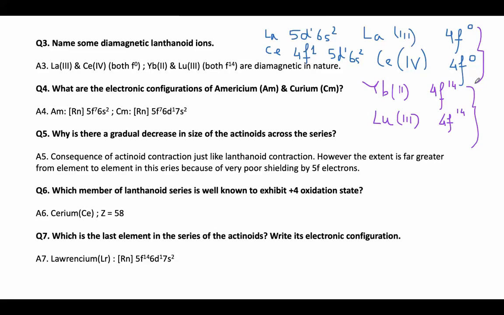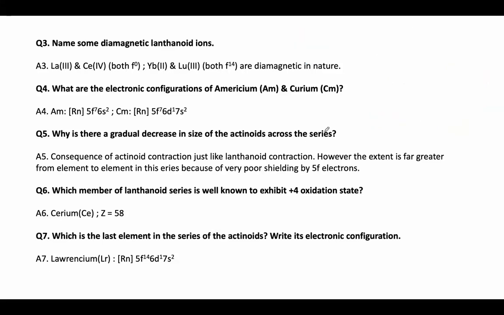So we can see we have got 4 such cases. First one is lanthanum 3, cerium 4, ytterbium 2 and lutetium 3. These 4 ions are diamagnetic in nature. So let's move forward to the next question.